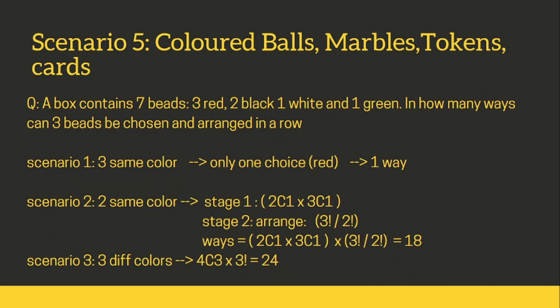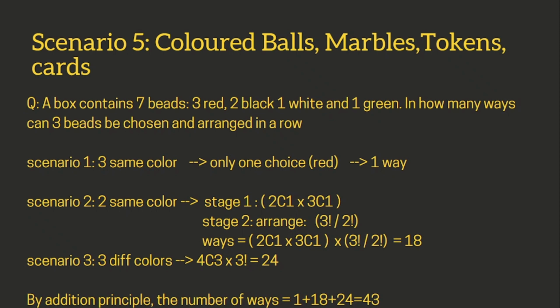So if we have 3 same color, there's only one choice, which is just 3 red beads. So that's one way. If there's 2 same color, our first stage is that we choose whether you want 2 black or 2 red balls. Then afterwards, we will have a 3 choose 1 for the remaining color. Then we want to arrange it. So when we arrange it in a row, we need to take account that we have 2 duplicates. So in that case, it will be 3 factorial divided by 2 factorial. So in total, you have 18 ways. Then if there's 3 different colors, it's just going to be a case of 4 choose the 4 colors. You choose 3 of them. Then times 3 factorial to arrange those 3 unique colors, 24. So the sum will just be 1 plus 18 plus 24 is 43.